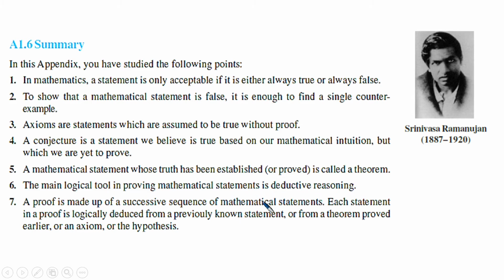This is the main thing, where you have to logically derive things. A proof is made up of a successive sequence of mathematical statements. Each statement in a proof is logically deduced from a previously known statement, or from a theorem proved earlier, or an axiom, or the hypothesis. So these words, axiom, conjectures, theorem, you should go to the internet and try to understand exactly what they mean, but I have told as much as I could.